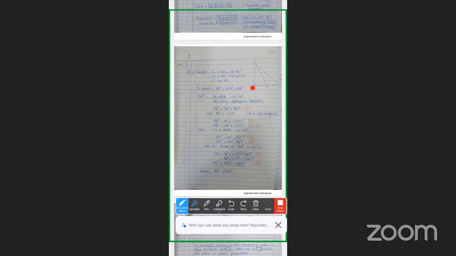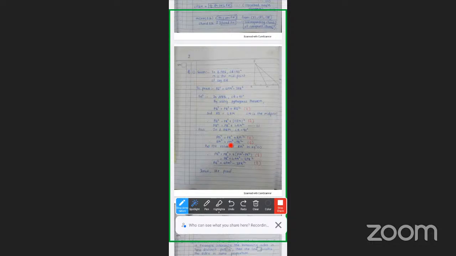Just focus here, angle PRM. In that case again angle R is equal to 90 degrees and PM is the hypotenuse. So we have to use again Pythagoras theorem, that is PM square is equal to PR square plus RM square. We have to find out the value of RM square. So what is the RM square? That PR square is plus, when we change the side, minus. So RM square will be PM square minus PR square.